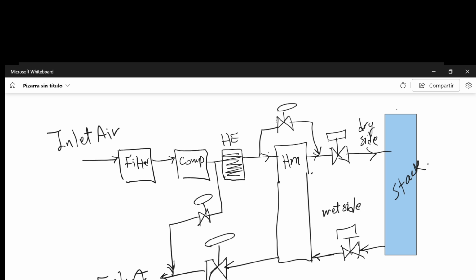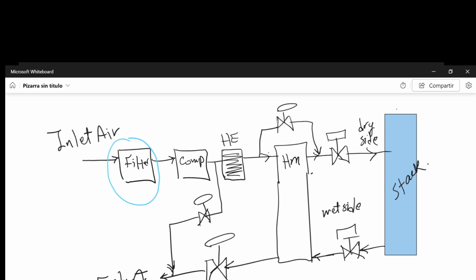The first one is the filter. The purpose of the filter is to remove dust, particles, oil mist and contamination from the inlet air. Because if there is oil or dust in the inlet air, it poisons the catalyst layer and of course damages the stack. So that's why it's important to have a filter to remove these tiny particles and reduce the contamination.